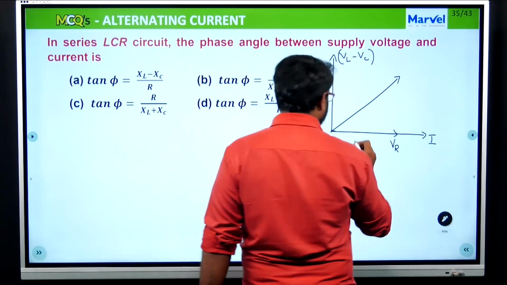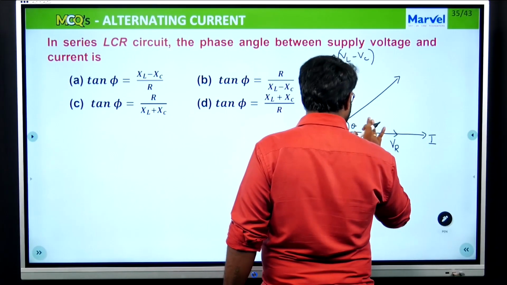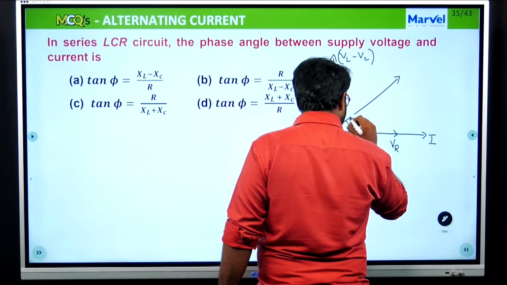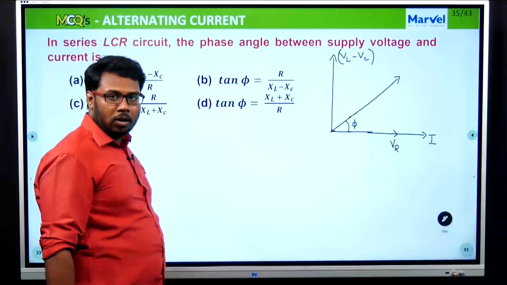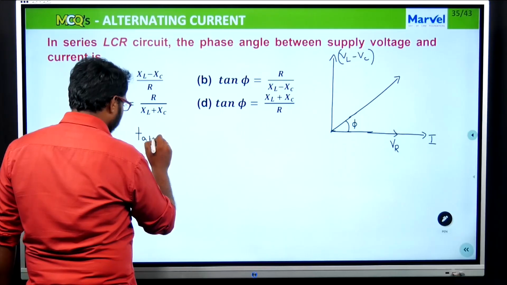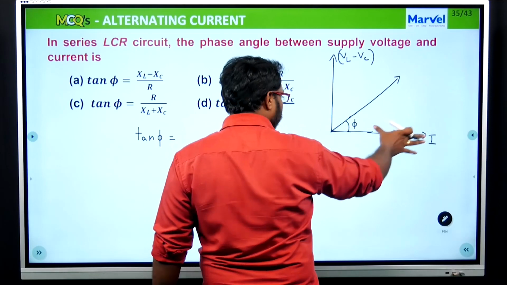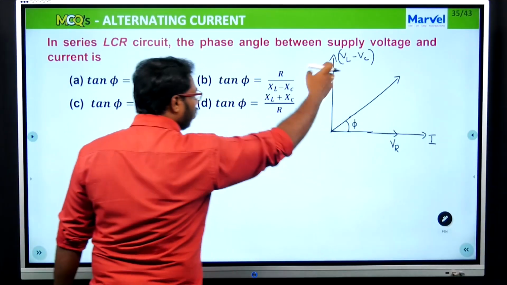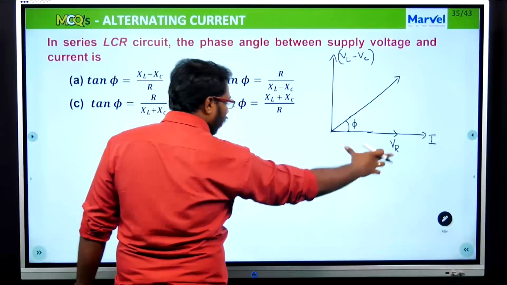The resulting voltage looks like this, and this is the phase angle that we are talking about. Since they have used phi in the question, I will do the same. So phi is the phase angle that is indicated in there. So tan phi is equal to opposite by adjacent. So what is opposite? It is nothing but VL minus VC by VR.